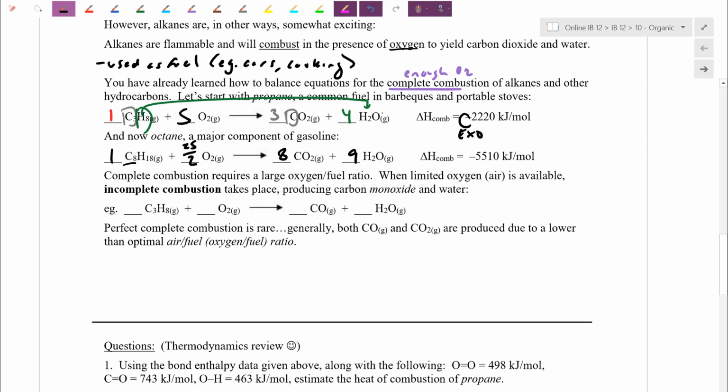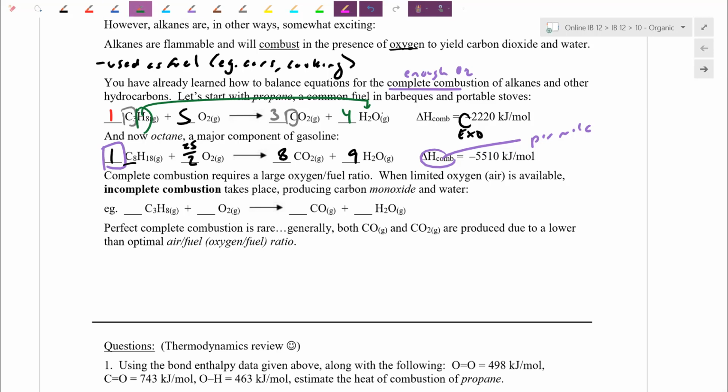If this were not an enthalpy of combustion, which has to be defined per mole, this one here has to be a 1. I would usually scale this whole thing up: 2, 25, 16, 18. Right? Whenever you balance these equations, you can always assume it's complete combustion.